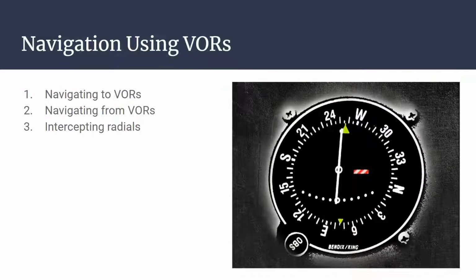So when we navigate with VORs, we're looking at three main ways of using them. Navigating towards one, navigating away from one, and intercepting radials. And we're going to look at an example where we would want to intercept radials. In fact, we'll look at two examples.